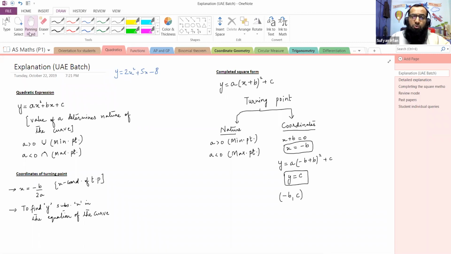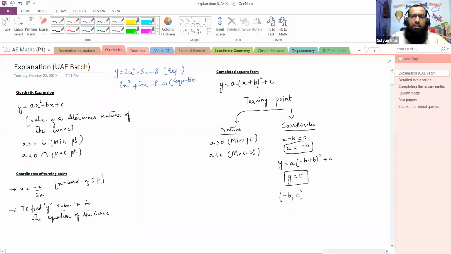Few students have a misconception that there is an equals to sign, so this is an equation. No, it is an expression. But if we are going to say that y is 0, then if we substitute 0 in place of y, it would become 2x squared plus 5x minus 8 equals to 0, in which case it will become an equation. So this is an expression and this is an equation.